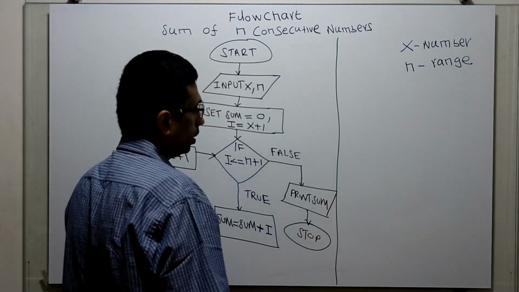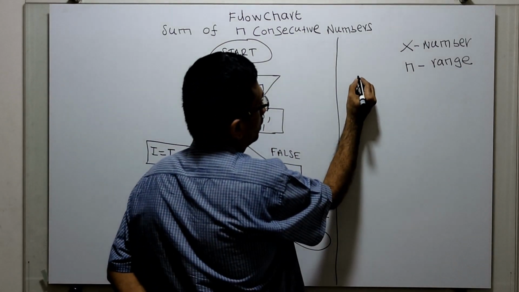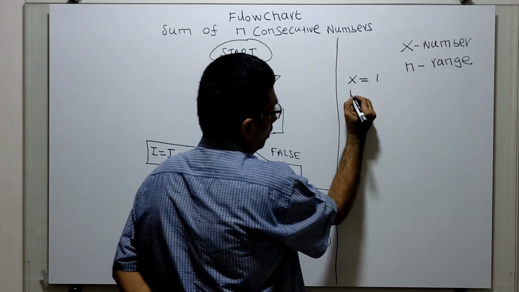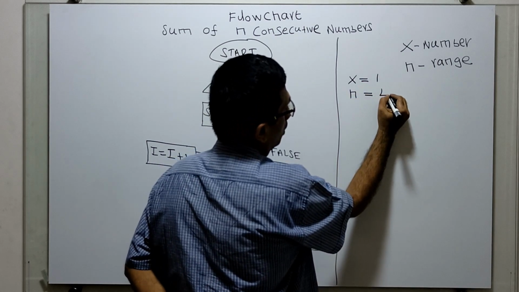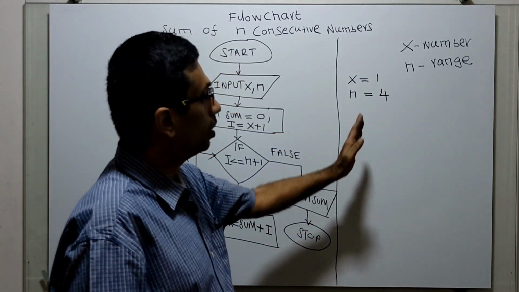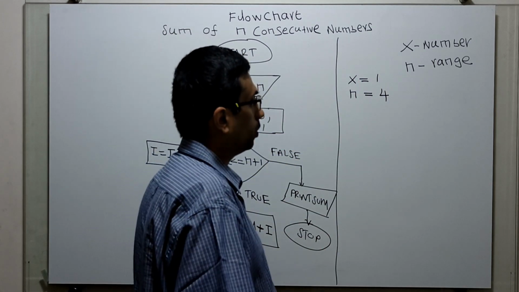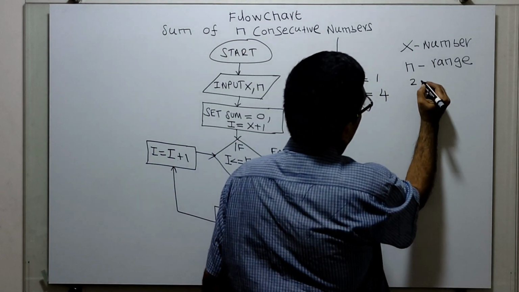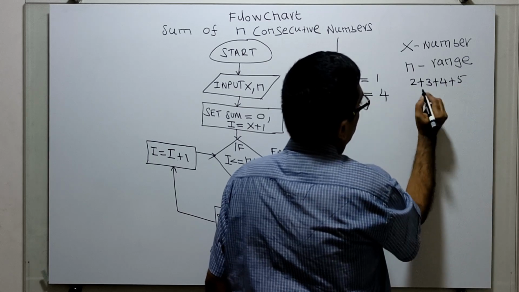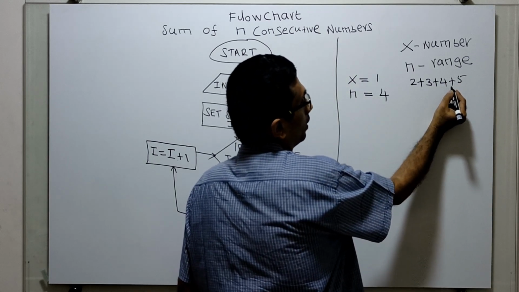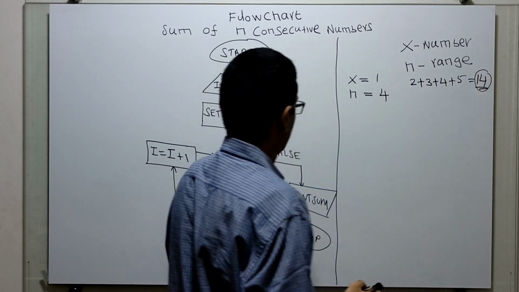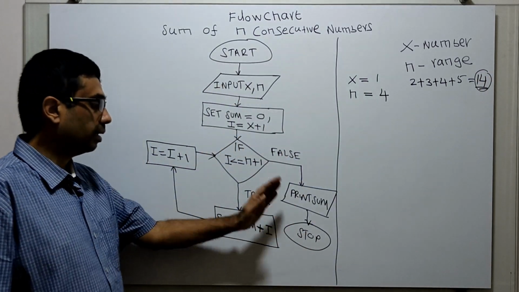Okay, so here for x I am giving 1, for n I am giving 4, range equal to 4. That means I have to find the sum of the next 4 consecutive numbers of 1. So what are the next 4 consecutive numbers of 1? That is 2 plus 3 plus 4 plus 5. 2 plus 3 is 5, 5 plus 4 is 9, 9 plus 5 equal to 14. So if my flowchart produces this result 14, then the logic in the flowchart is correct.